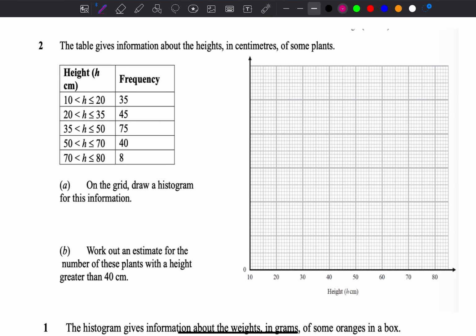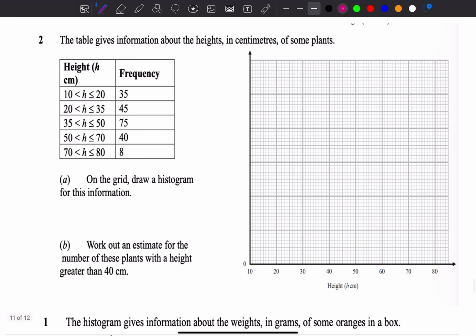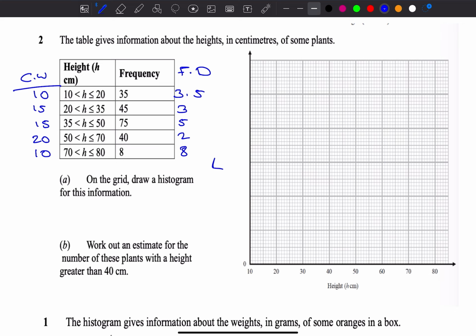Okay, histogram. You should know how to draw a histogram and the whole thing that comes along with it, which is, let's see. So you need a class width, which is 20 take away 10 is 10, 35 take away 25 is 15, that's 15, 20, that's 10. Frequency density, then you divide it: 3.5, 3, 5, 2, 8. So your frequency density goes up to a maximum of 8.